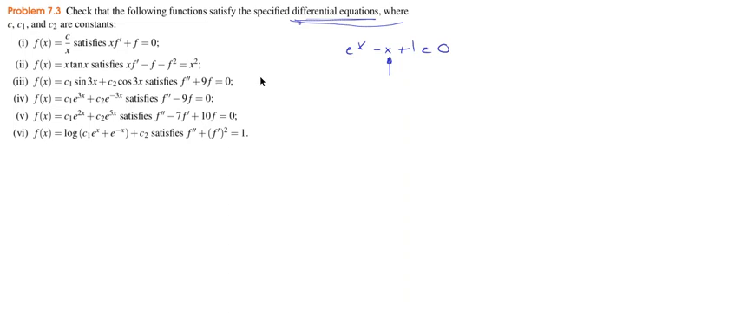So an equation like this: x times f prime plus f equals 0. Here what we don't know is which function f satisfies this identity. They're called differential equations because they involve derivatives. You can have the second derivative, whatever.